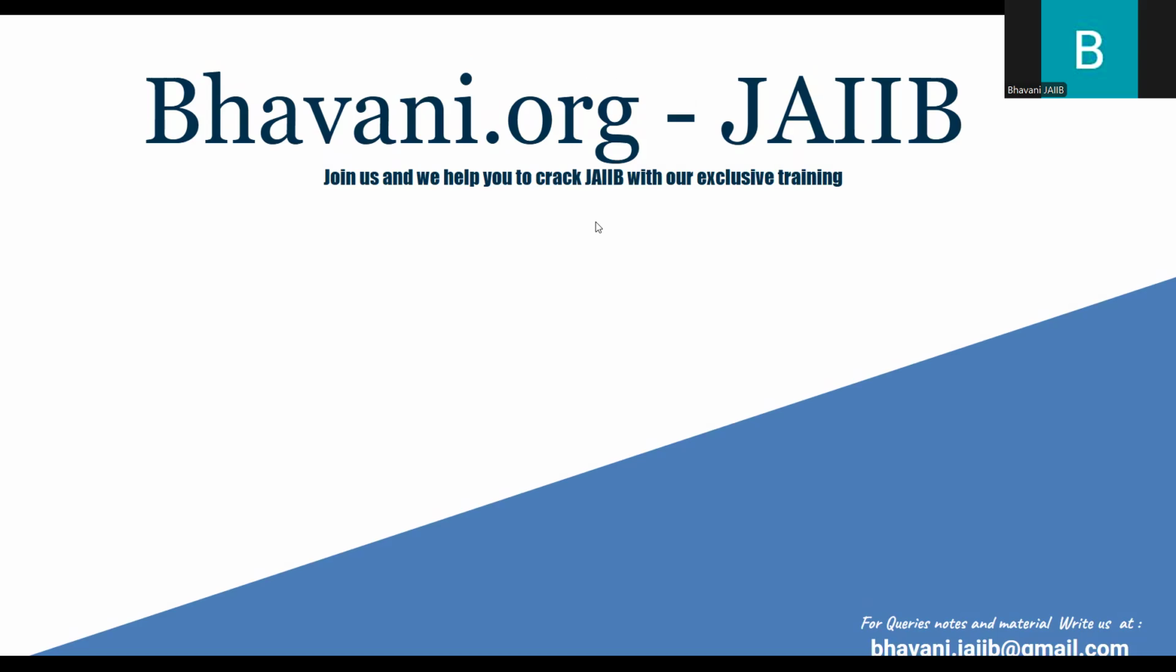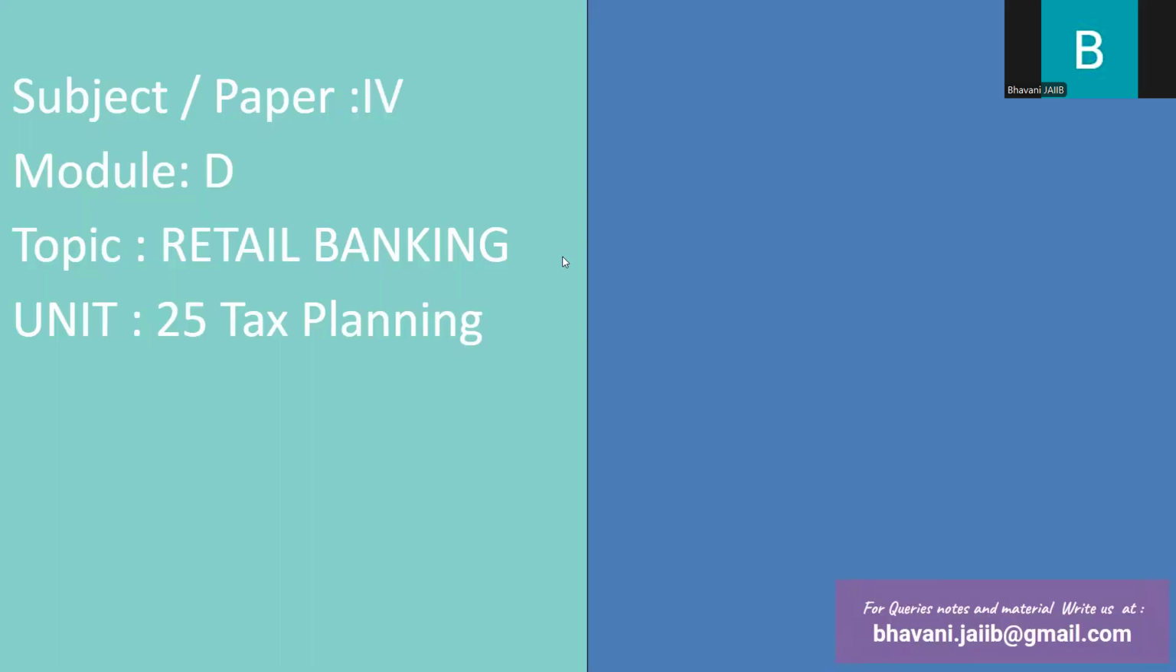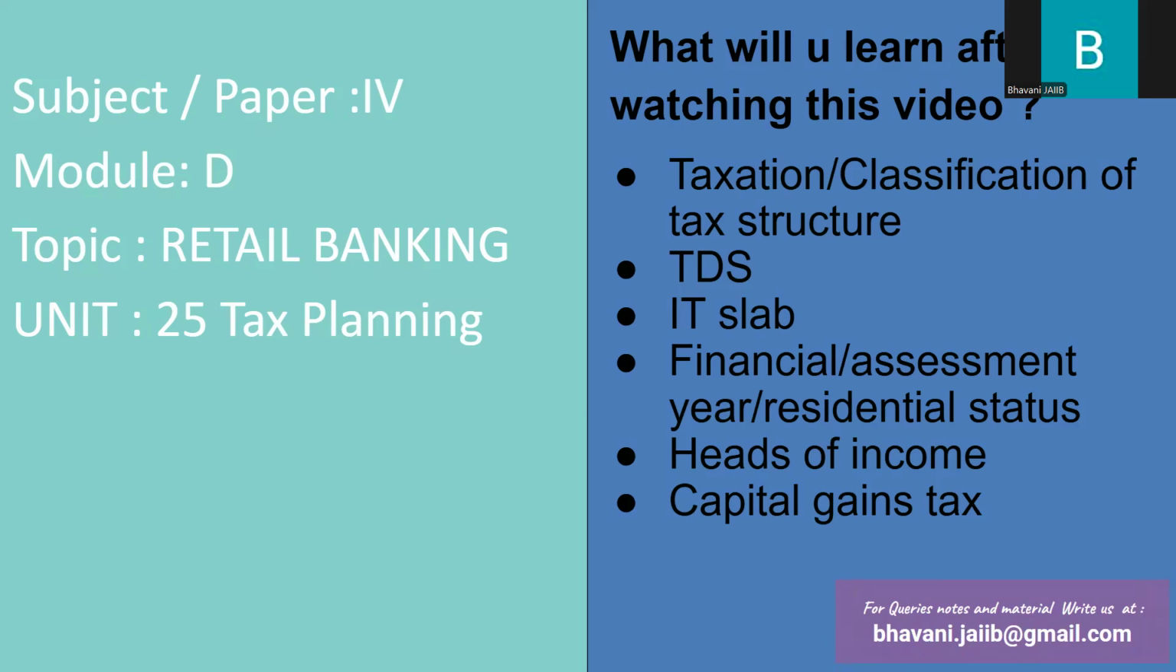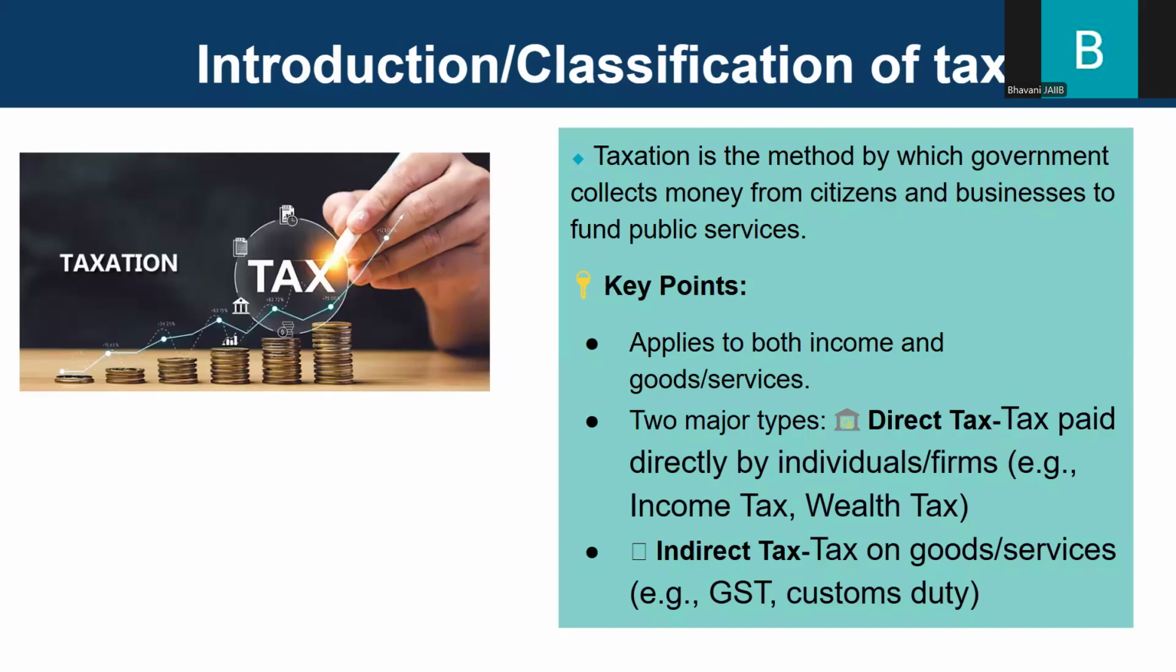Today we are talking about retail banking, specially made for Indian bank employees aiming to crack JAIIB. In our journey through Paper 4 Module D, we start with the 25th unit, Tax Planning. Here we will be learning about taxation, classification of tax structure, TDS, IT slab, financial and assessment year, the residential status, heads of income, and capital gains tax.